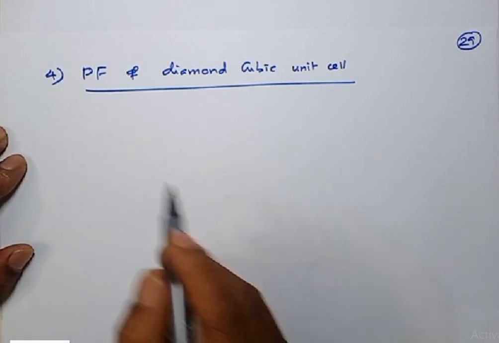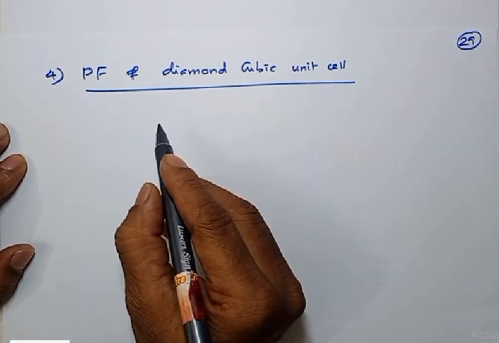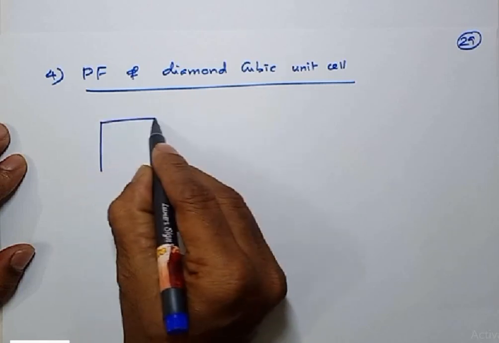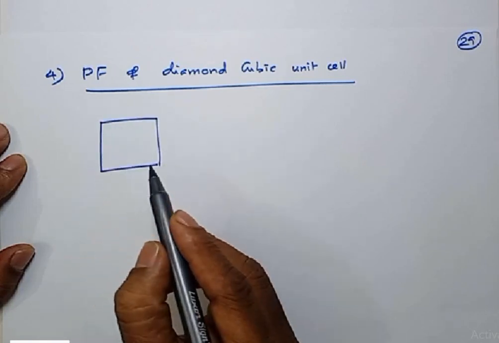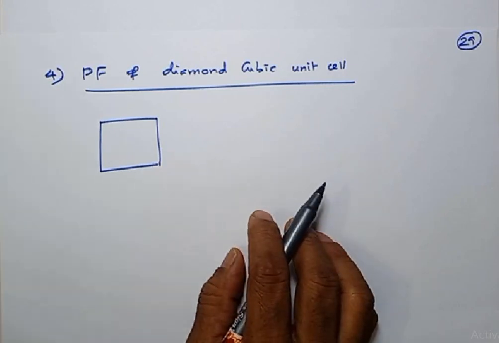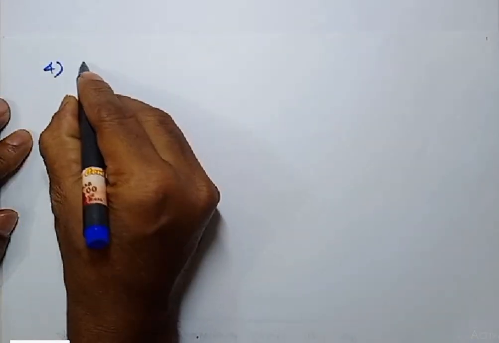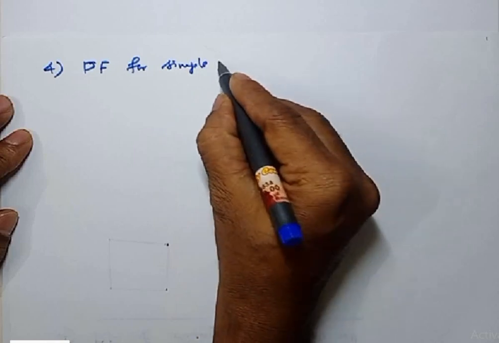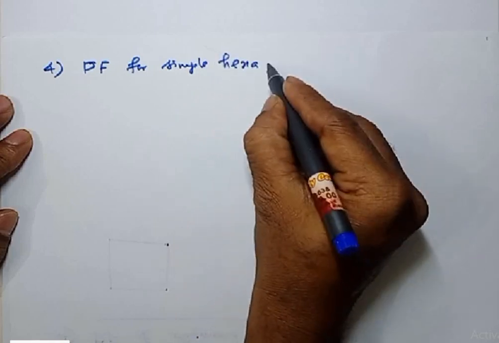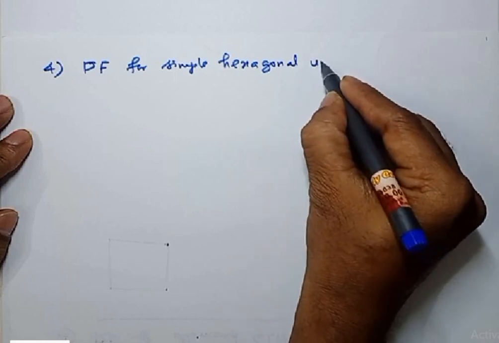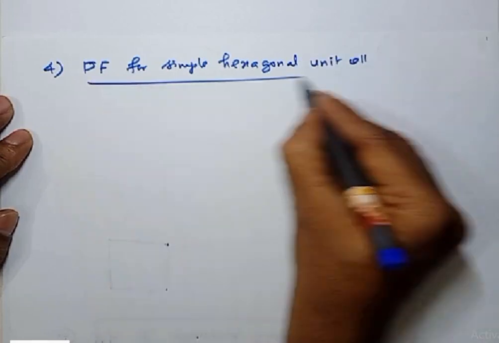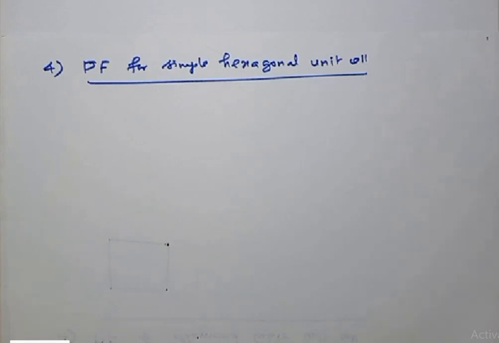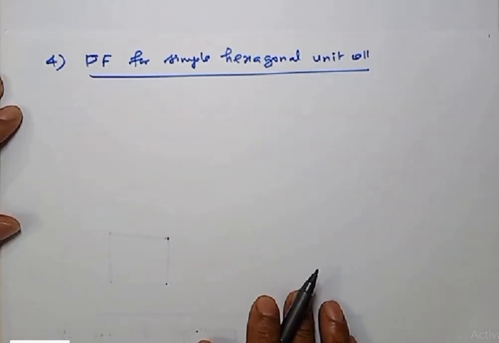Packing fraction. As I told you before, diamond cubic crystal. One second. So, packing fraction for simple hexagonal unit cell. Take down. Simple hexagonal unit cell. Packing fraction for simple hexagonal unit cell. How to calculate packing fraction for simple hexagonal unit cell?